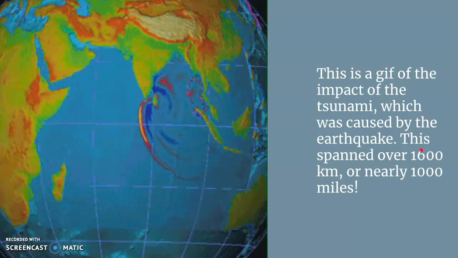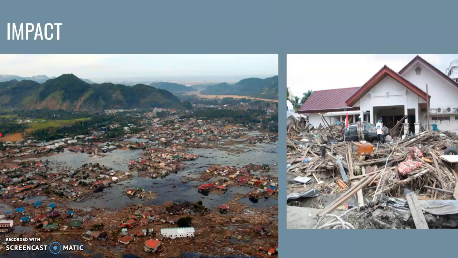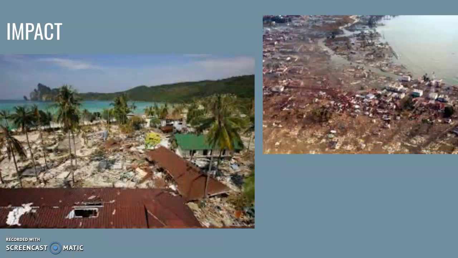This is a GIF, or GIF for those of you who are incredibly particular about how it's said, of the tsunami. It spanned over 1,000 miles and hit most of these countries over here. These are some pictures of impact. Very sad, very tragic, as I've said before. Very devastating effects of the tsunami.